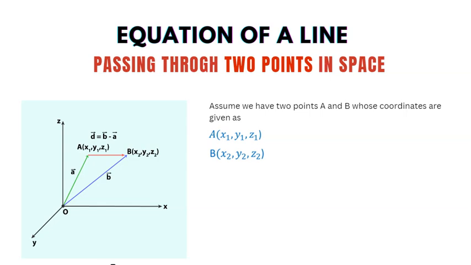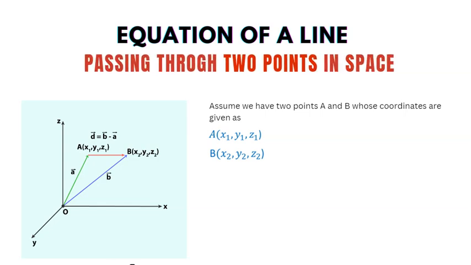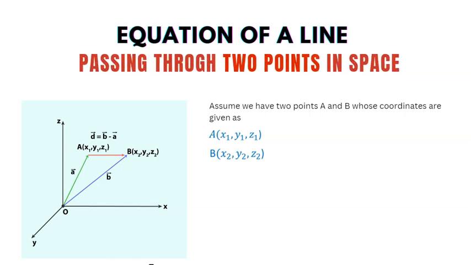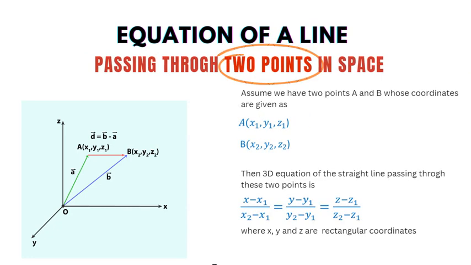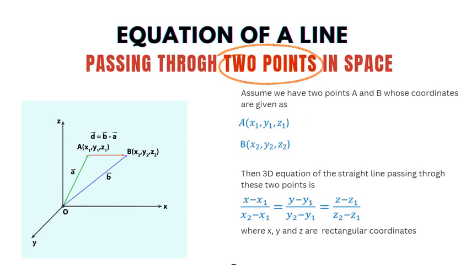If we have two points A and B whose coordinates are (x1, y1, z1) and (x2, y2, z2) respectively, then the equation of a line passing through these two points A and B is given in the figure.